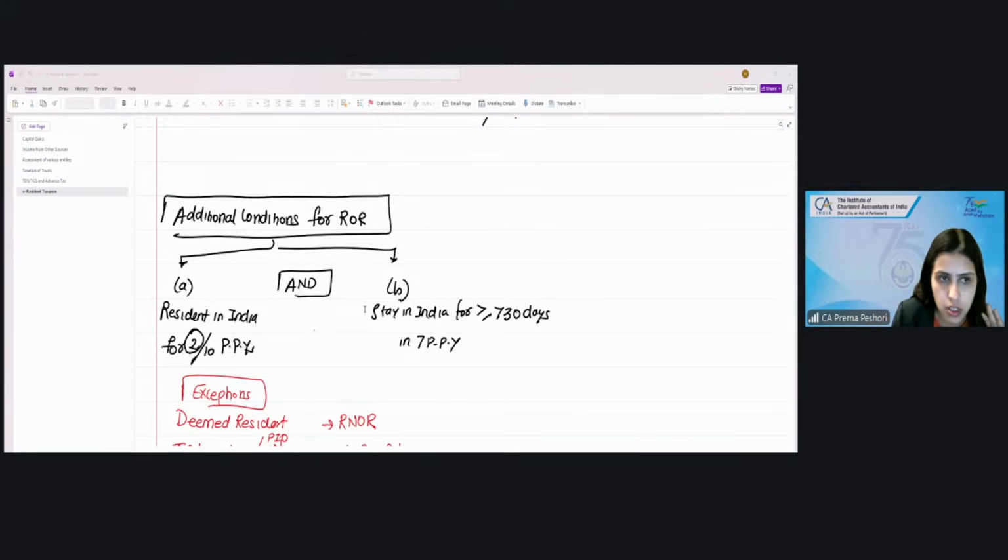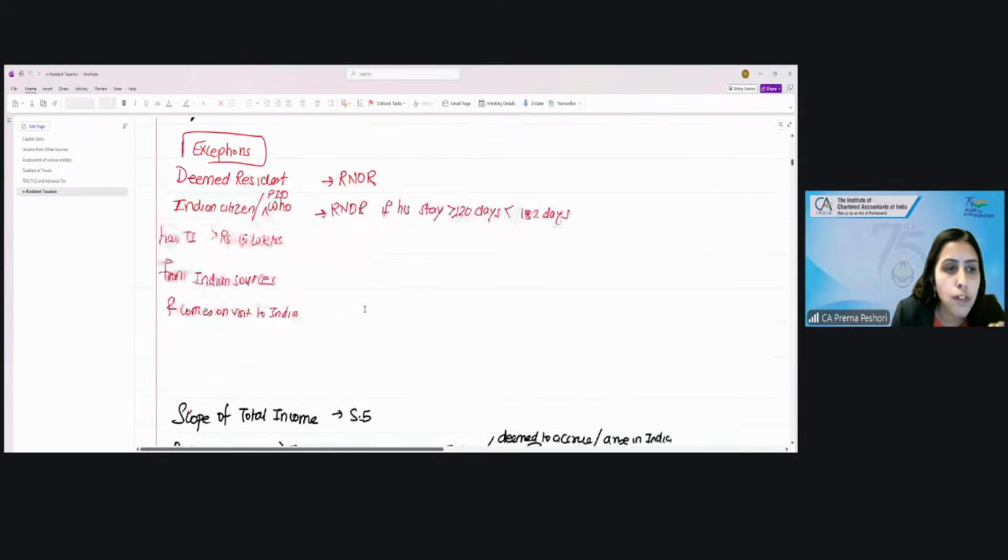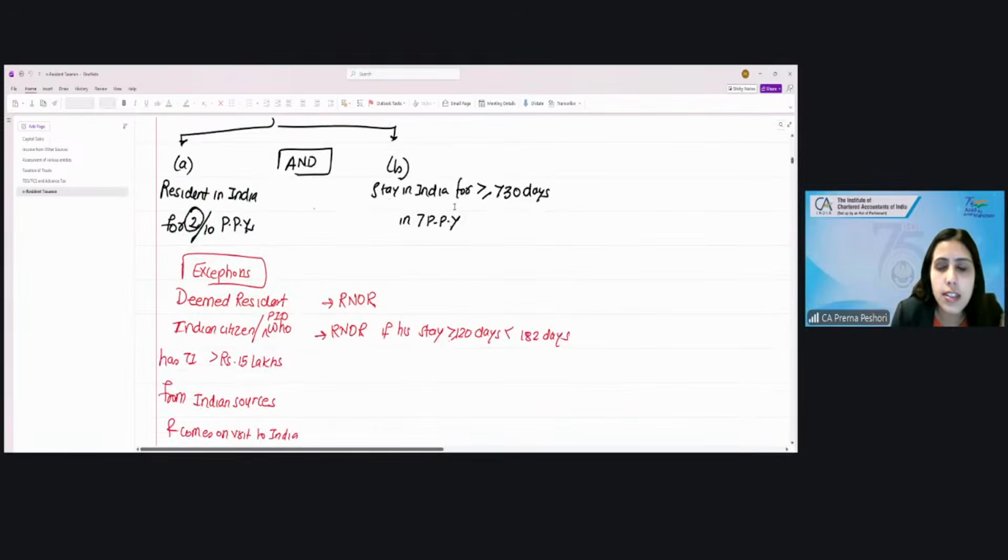In the case of a person who falls under the exception, that is an Indian citizen or PIO visiting India and who has total income of more than 15 lakh from Indian sources, these conditions do not apply. For him, he will be an ROR.